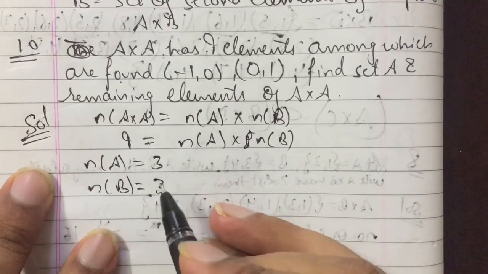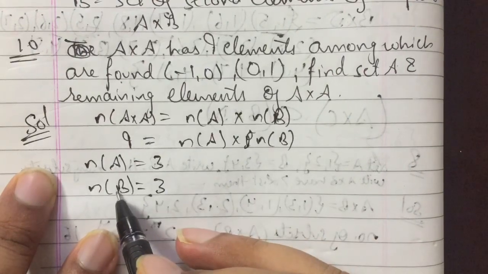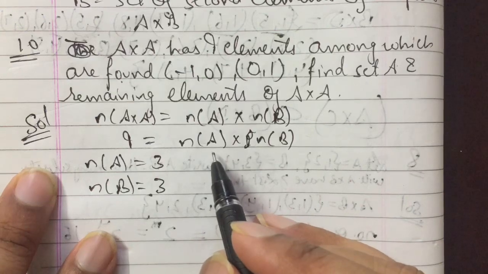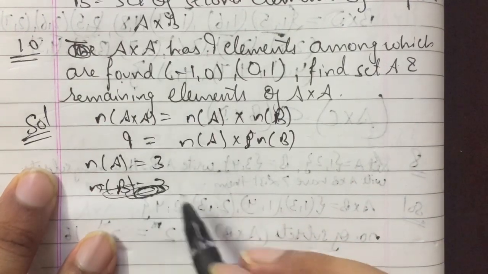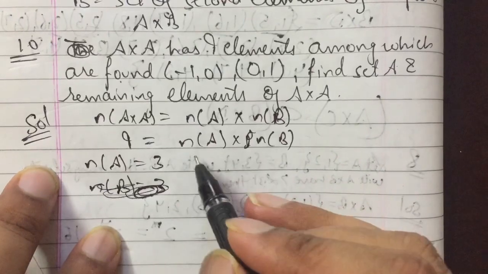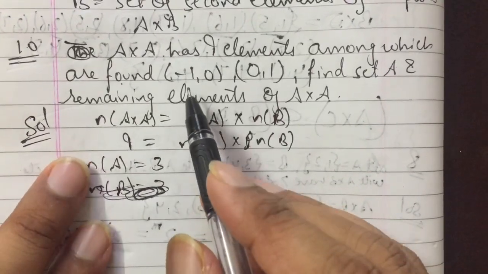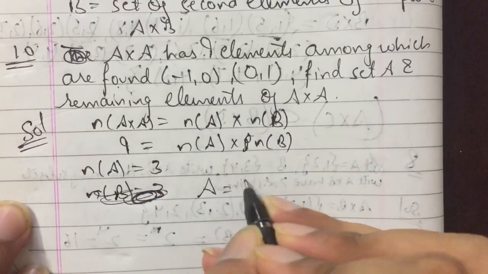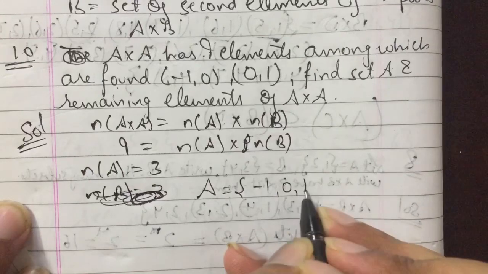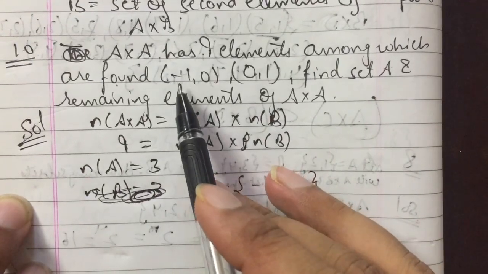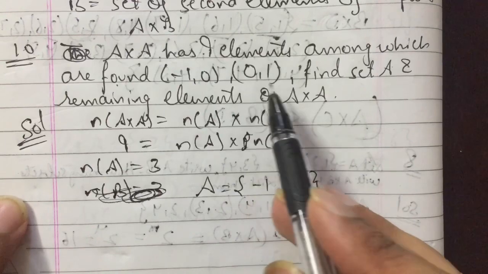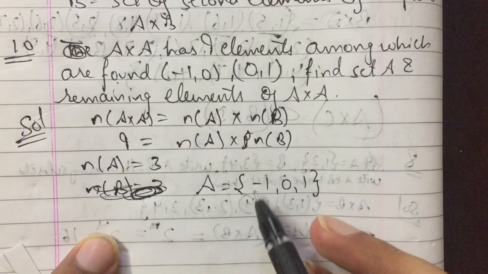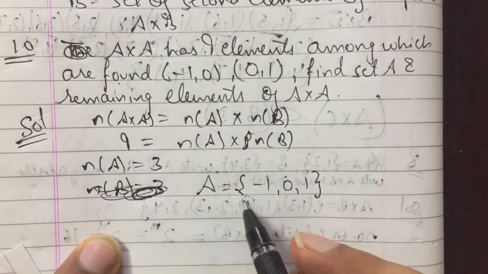A is the only set, right? A cross A means these two sets are the same. So the number of elements in A squared is 9, so the number of elements in A should be 3, right? So how many digits do we have? -1, 0 and 1. That means set A should have -1, 0, 1. From here we have derived these 3 digits, so we have got 3 elements, and set A has these 3 elements.